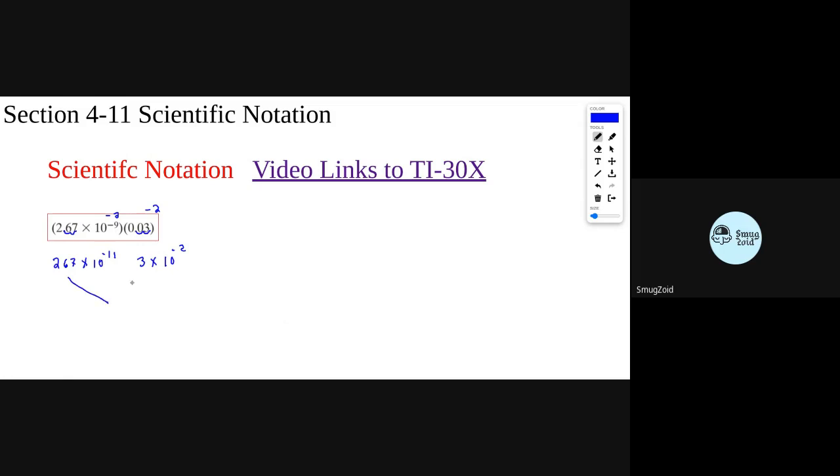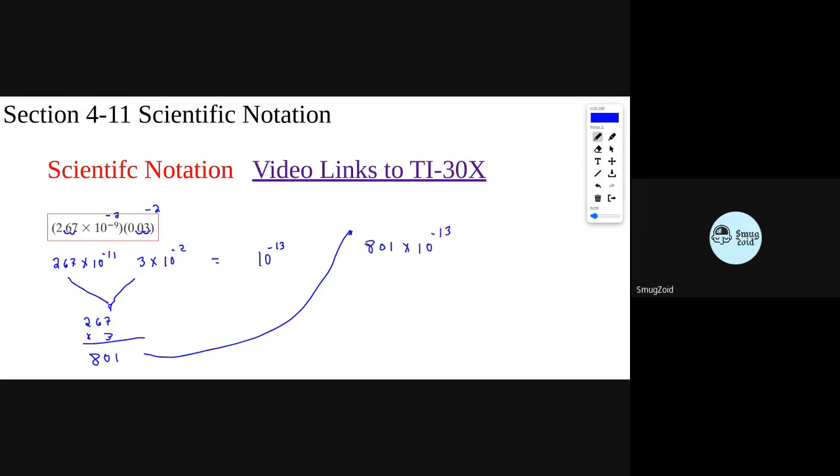I could take these two numbers now and do simple math and just add my exponents. My exponents added together would be 10 to the minus 13. Putting these together, it's 267 times 3. I get the number 801. So my number is now 801 times 10 to the minus 13.